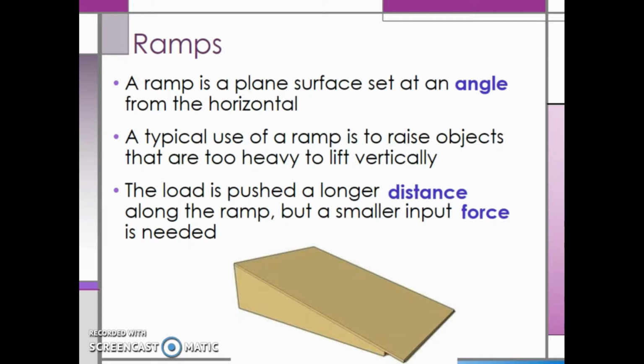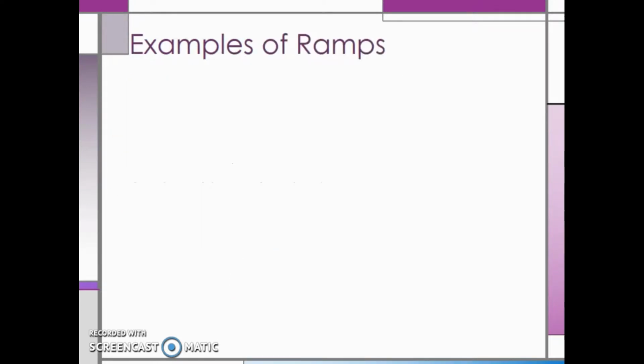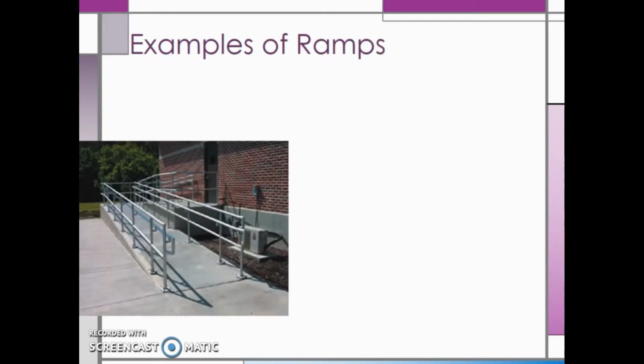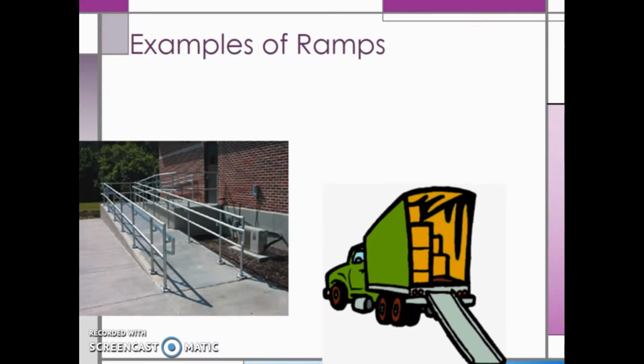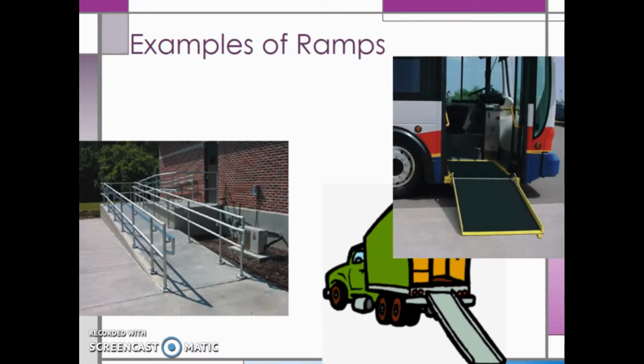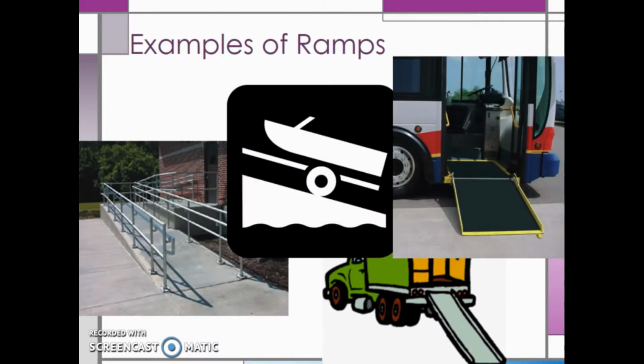Thinking back to basic trigonometry, the hypotenuse of a triangle, or ramp in this case, is the longest side in a triangle. This is why the load is pushed a longer distance than if you were to only lift it up vertically. We see ramps everywhere. Some examples are a wheelchair ramp, ramp on the back of a truck, ramp on a city bus, or even a boat ramp.